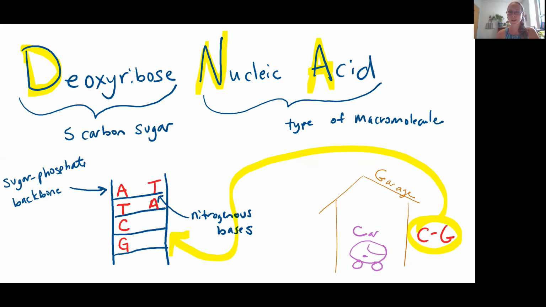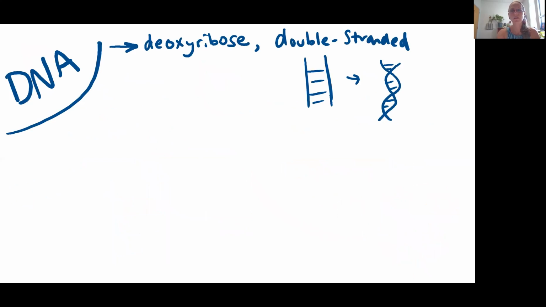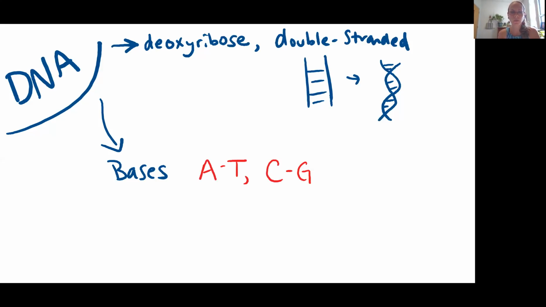And again, from the lovely Amoeba sisters, we have this delightful memory device that the car is in the garage. So we can see how those would pair. Now, even though I drew it as a ladder initially to get us started, it is twisted. So it's a double helix, double-stranded helix. So the helix is that twist that we see on the molecule.